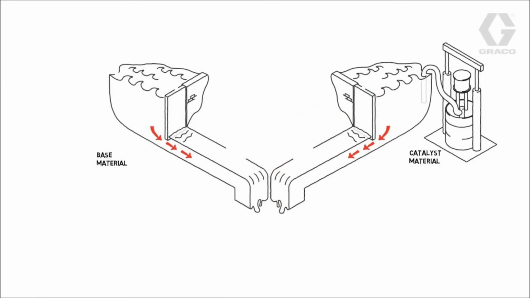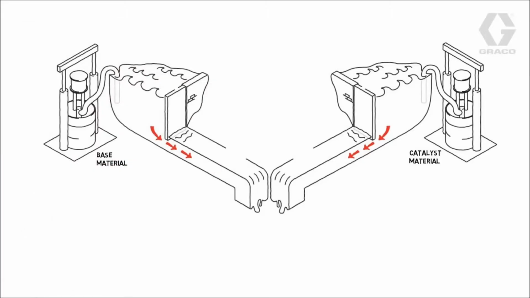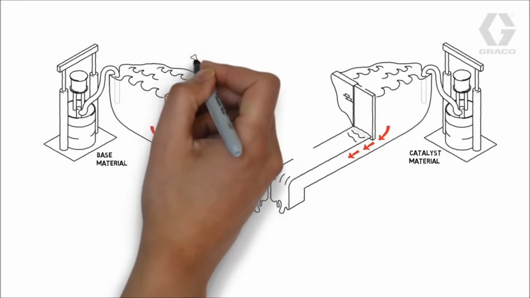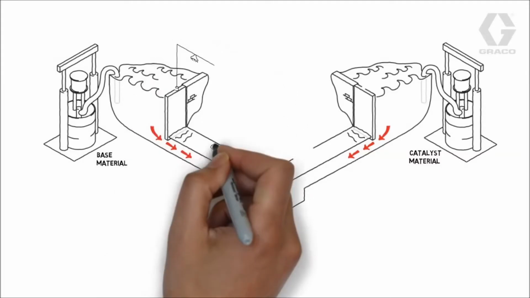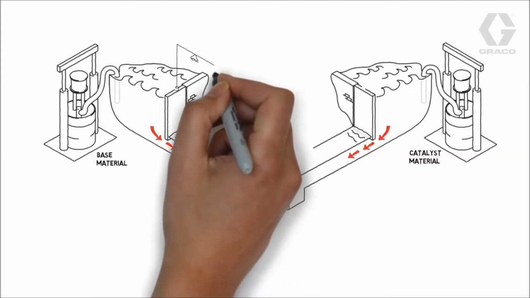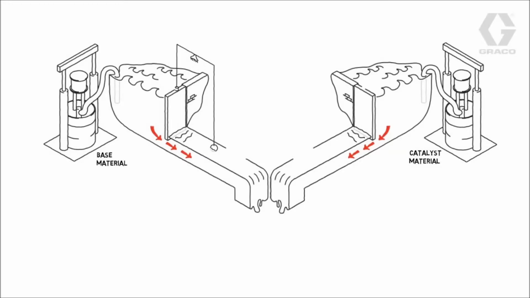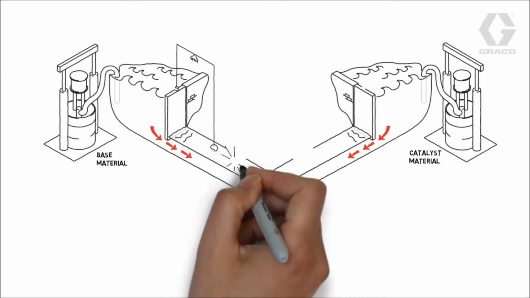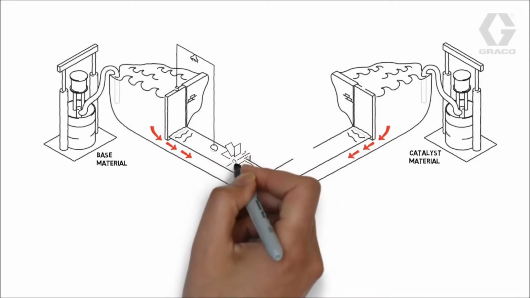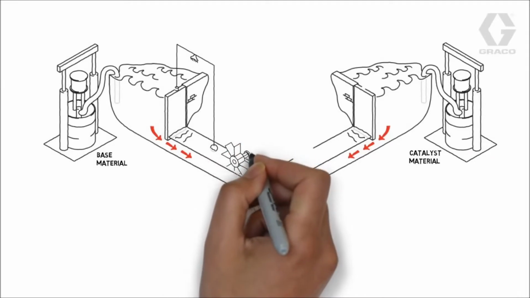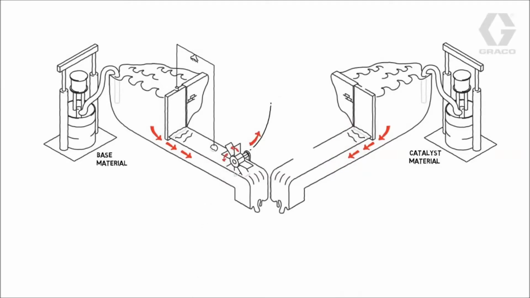Now, let's focus on the base side. We set the base fluid regulator very similar to how the dam sets the outbound flow rate using the ball float controls. Normally, this adjustment is set once and only readjusted when a different flow rate is needed. We use a flow meter to measure flow rate of the base material. The flow meter sends information back to the system indicating how much base material is being dispensed.